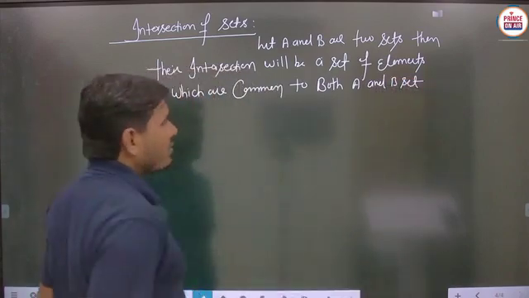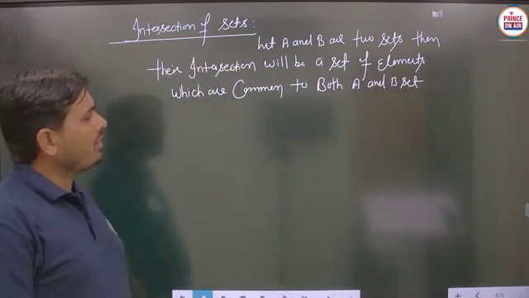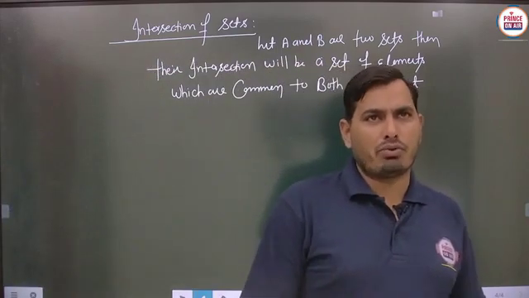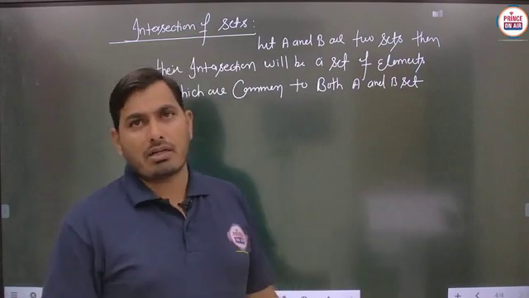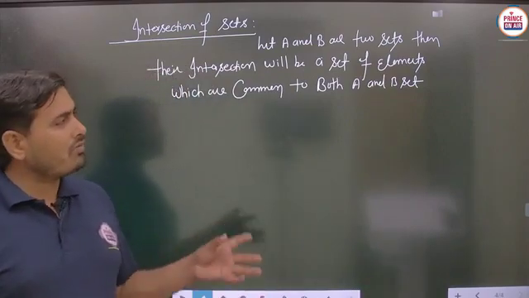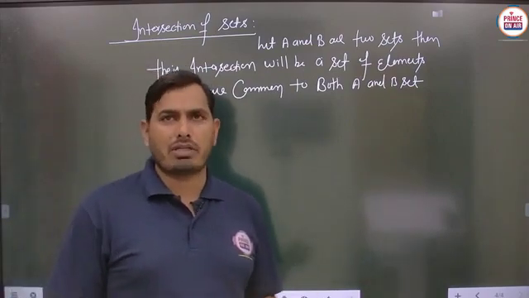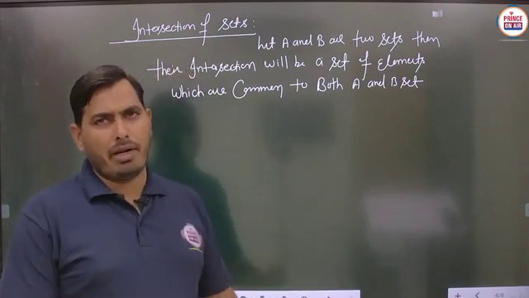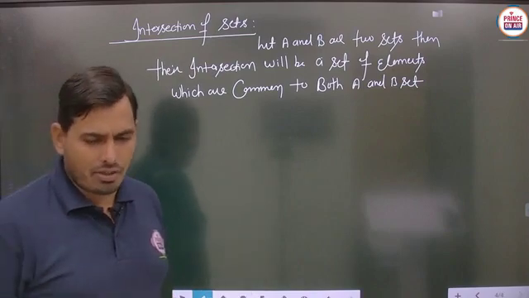So basically students, this is the basic definition, in which the main thing is that when we take the intersection of two sets, we are just taking the common elements from set A and set B. We only have to think about the common elements, no other element will be taken. Is it clear?